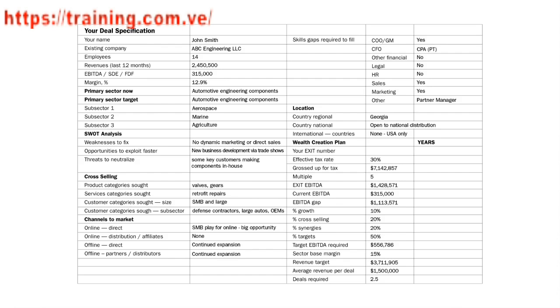It combines your strategic vision with your financial requirements. And that's it for lesson number 4.